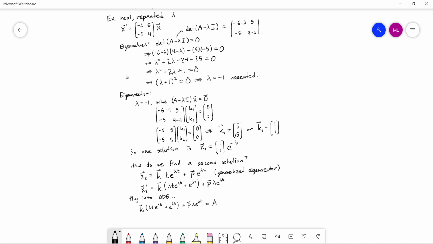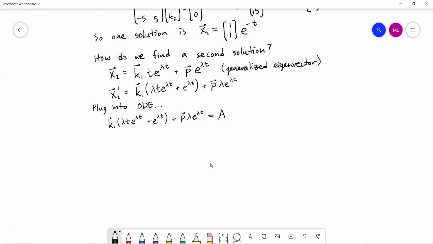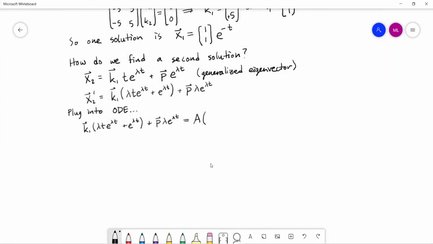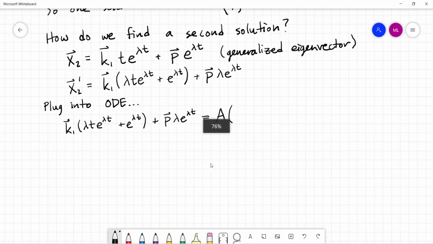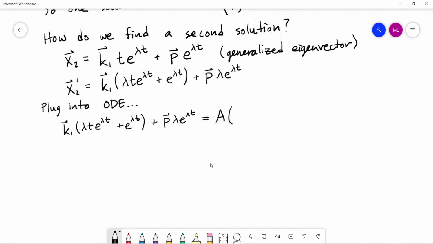So we've plugged in the left-hand side. That was all of this. That was our x2 prime term. Times a, there's our a, times the original x. And here's the original x. So the original x looks like, come on, there we go. Looks like k1 t e to the lambda t plus p e to the lambda t.